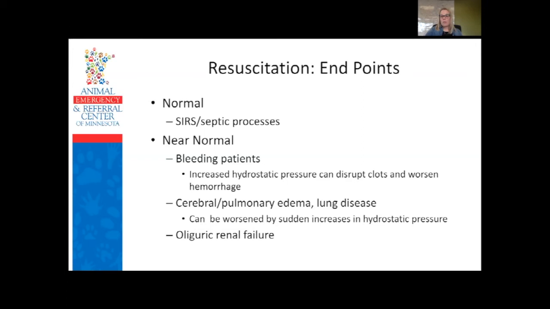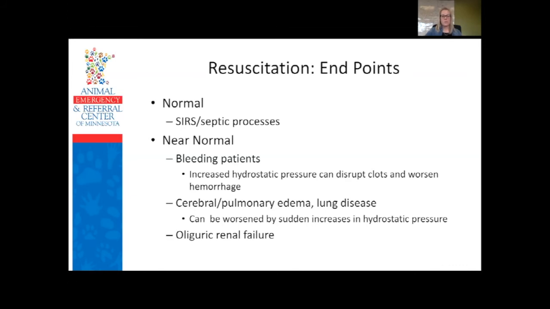Other patients that benefit from near normal endpoint parameters are those with other conditions that could be worsened by sudden increases in hydrostatic pressure. So if you're giving them a lot of volume, you're increasing that hydrostatic pressure, you can lead to fluid shifting, like we had talked about way back in the beginning. And patients with cerebral pulmonary edema or lung disease in general, oliguric renal failure, these guys might not tolerate large volumes of fluids to get them back to normal, pushing fluids out of the vasculature very rapidly.